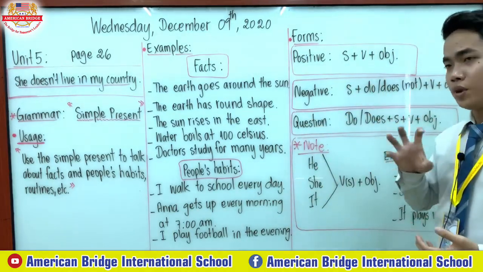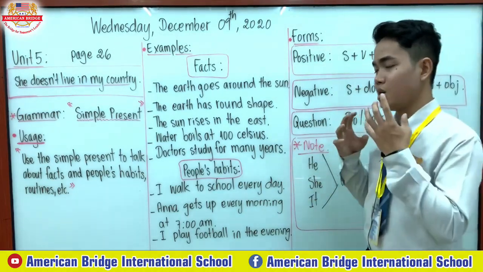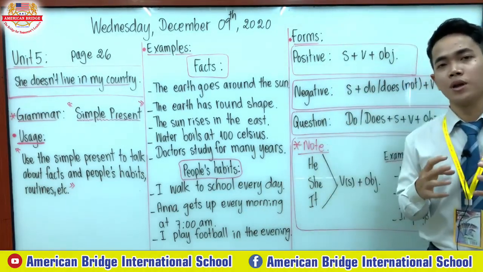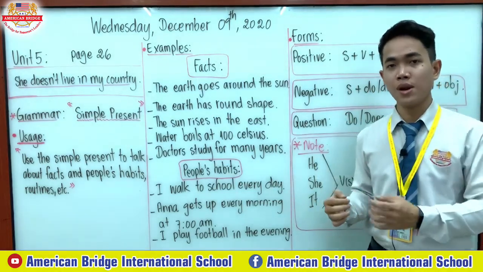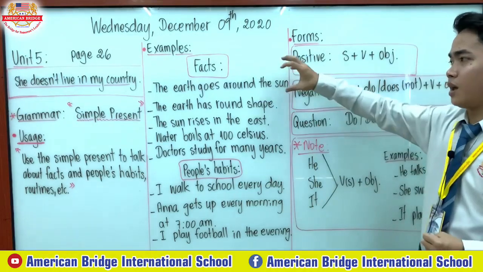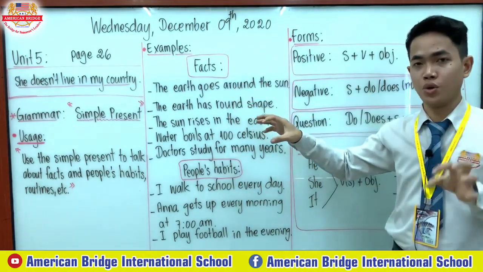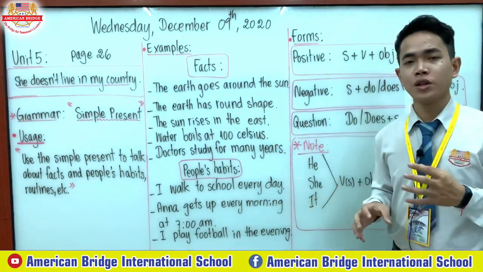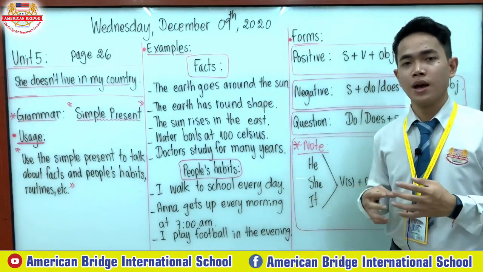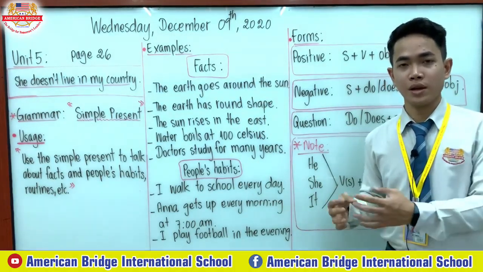Just to inform you again, the usage of the simple present is really easy. We use it to talk about people's habits and something that is fact or true. For facts, you can talk about a lot of things in the world which are facts, true, real, right? For people's habits, we use it to talk about someone's habits or routines that you regularly do, right?